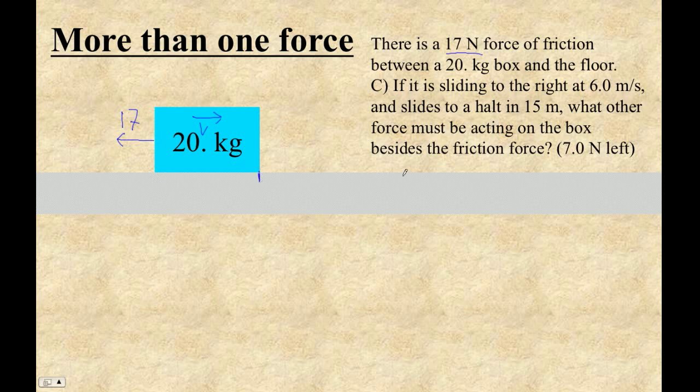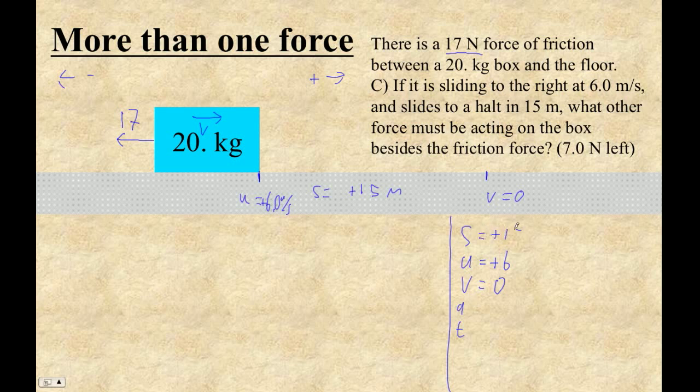And then this thing slides 15 meters. So S equals positive 15 meters. The initial velocity is 6 meters per second, and then the final velocity is 0. So the first thing we're going to do is solve a cute little Suvat problem. Our initial velocity is positive 6 because it's to the right. We're using the same convention: everything to the right will be positive, everything to the left will be negative. Our final velocity is 0. Our displacement is positive 15.